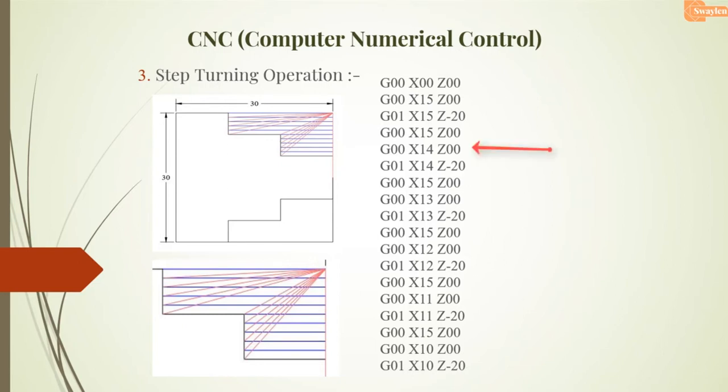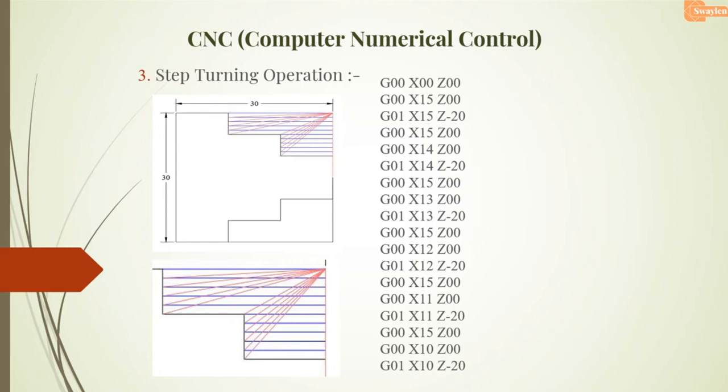Next G00, X14, Z00 means now my tool moves downward by 1 value. Next is G01, X14 and Z minus 20. So you will see, now the tool movement is here and the cut value is minus 20. Next position is G00, X15, Z00, the home position. You will see the red lines present the tool rapid travels.